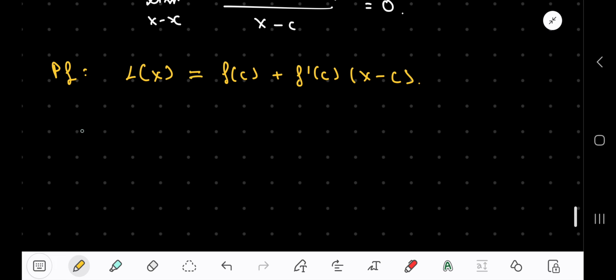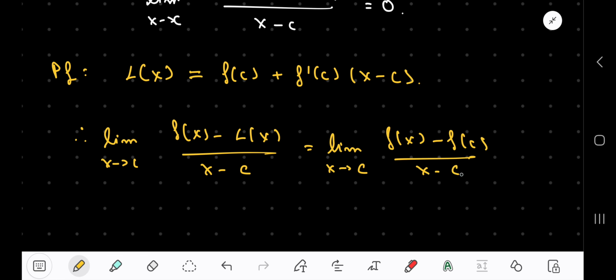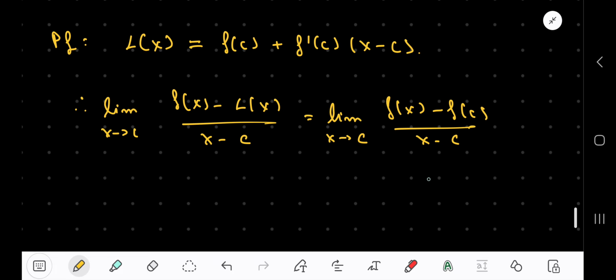But then, therefore, what is limit x tends to C of f of x minus Lx upon x minus C? This is exactly equal to limit x tends to C of f of x minus f of C by x minus C, so I am just putting in the value of Lx here, minus f prime of C. But then since f is differentiable at C, this is just f prime of C minus f prime of C, so this is just 0. Fine.